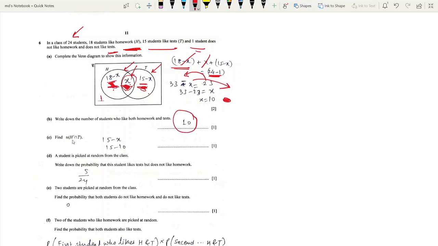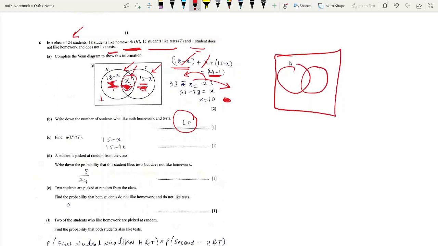Good. Next, find h complement intersection t. H complement, I should explain here. This is h and t, right? So this is h complement. H complement means outside of h. Okay, this is outside of h. And this part is t, the full t circle. Now we have to take the intersection, right? So which will be the intersection, guys? Common will be this, right? This will be your common part. Yes or no?